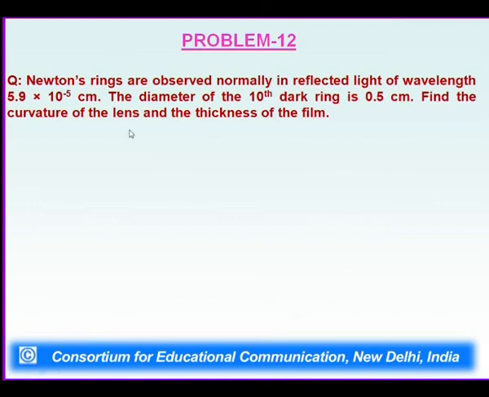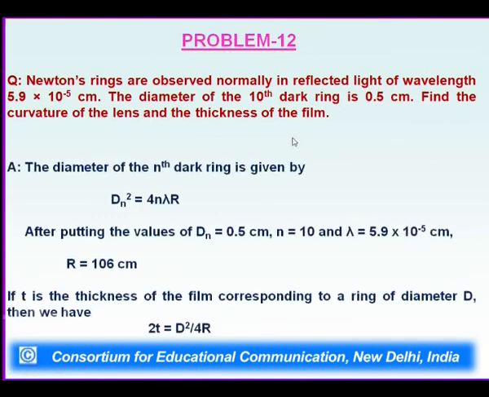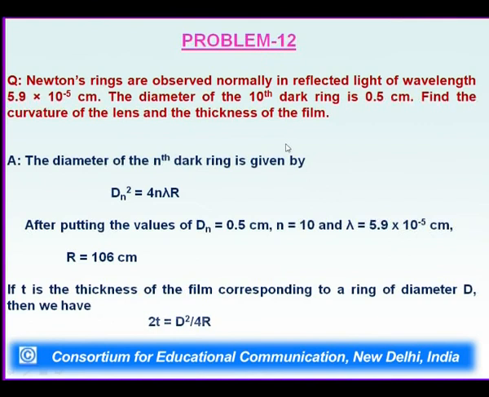The next problem is on the basis of Newton's rings, related to today's lecture. Newton's rings are observed normally in the reflected light of wavelength 5.9 into 10 power minus 5 centimeter. The diameter of the 10th dark ring is 0.5 centimeter. Find the radius of curvature of the lens and the thickness of the film. This is the formula for the diameter of the nth dark ring: dn square is equal to 4n lambda r.